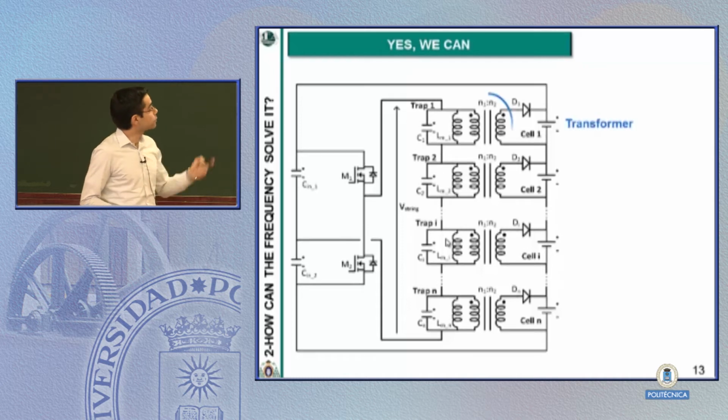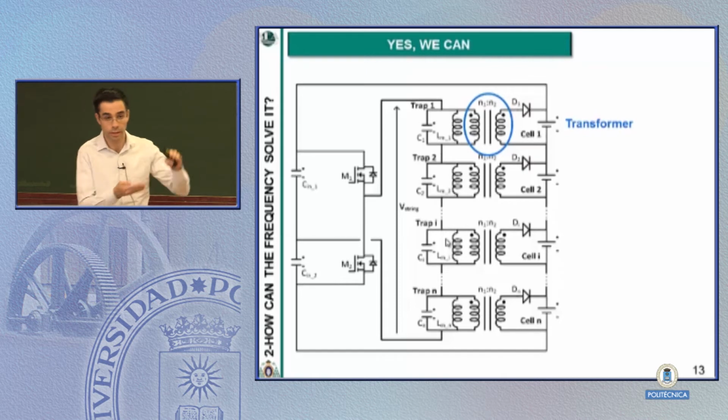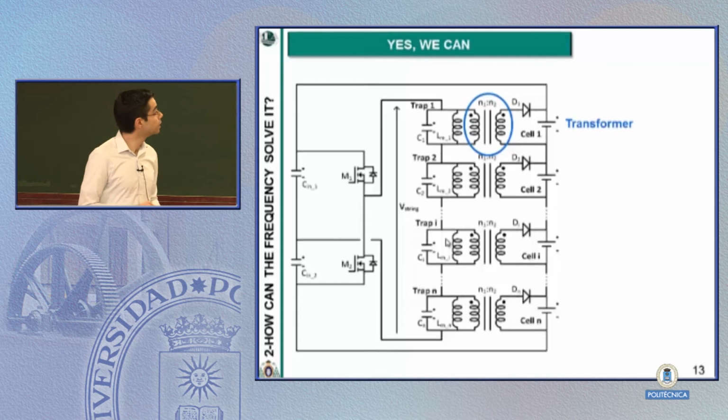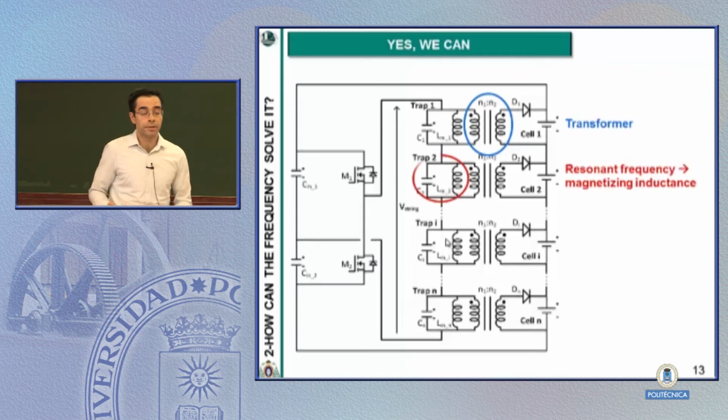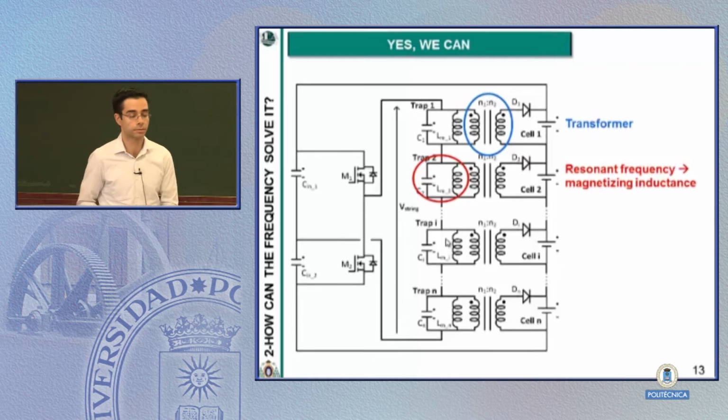First of all, I have to change the inductor. I have to use a transformer because I have the cells connected in series, so I need isolated outputs in each trap. I still have to define the resonant frequency, so my transformers are going to have an air gap, because I have to control the value of the magnetizing inductance of these transformers. But I still have that capacitor in parallel with each trap.